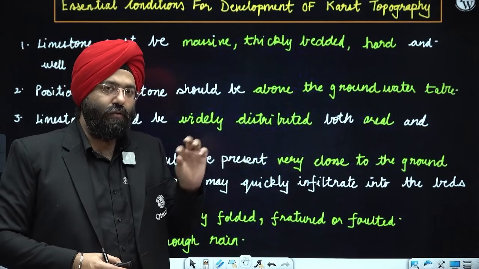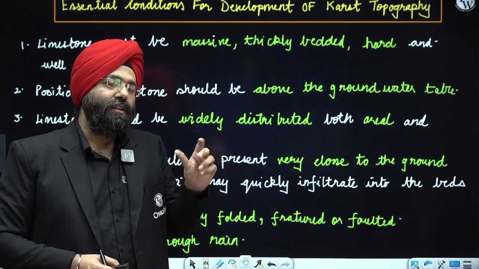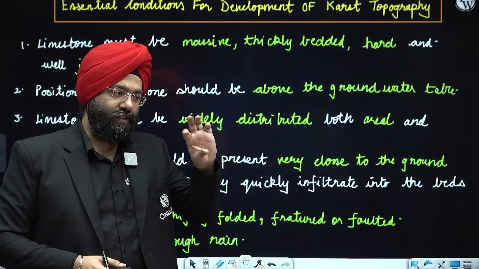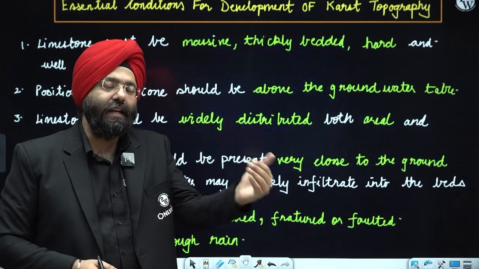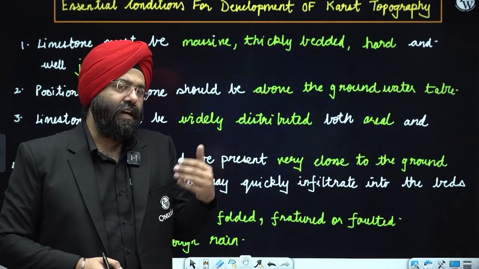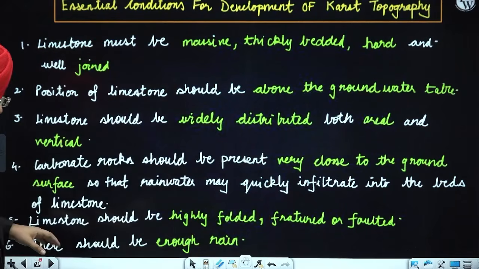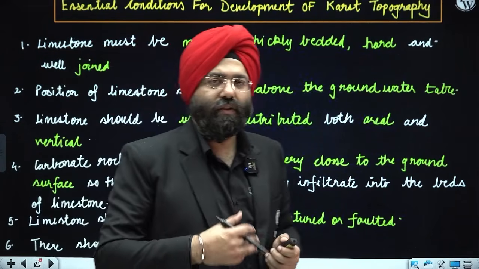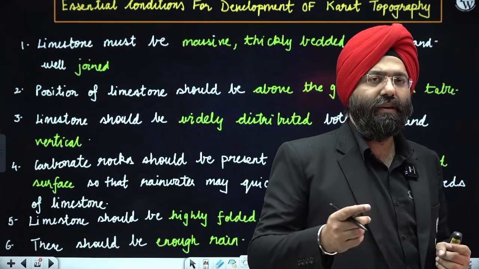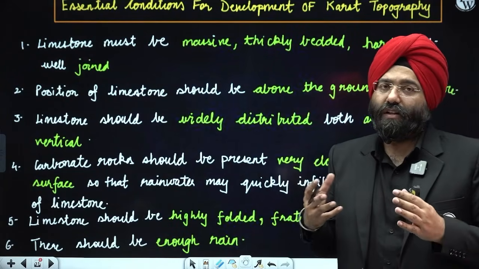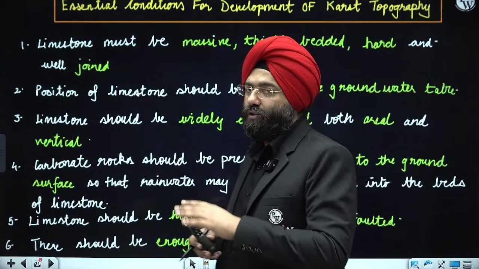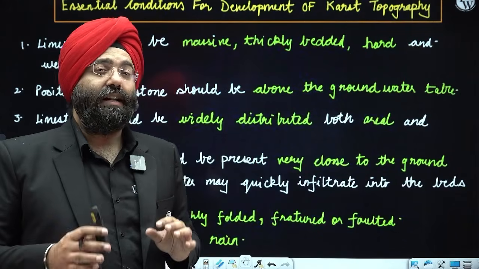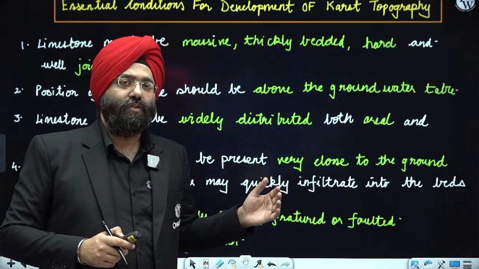So ingress of water through the rainwater becomes relatively easy also, because certain fracturing is done to the joints, so that is aiding the process of creation of the karst topographic structures. There should be enough rain. If there is not enough rain, from where will you get the water? Again, subsurface water will be impacting to a certain extent, but rainwater is again a very, very important feature. So these six features which I mentioned here are essential for the karst topographic structures to be formed.